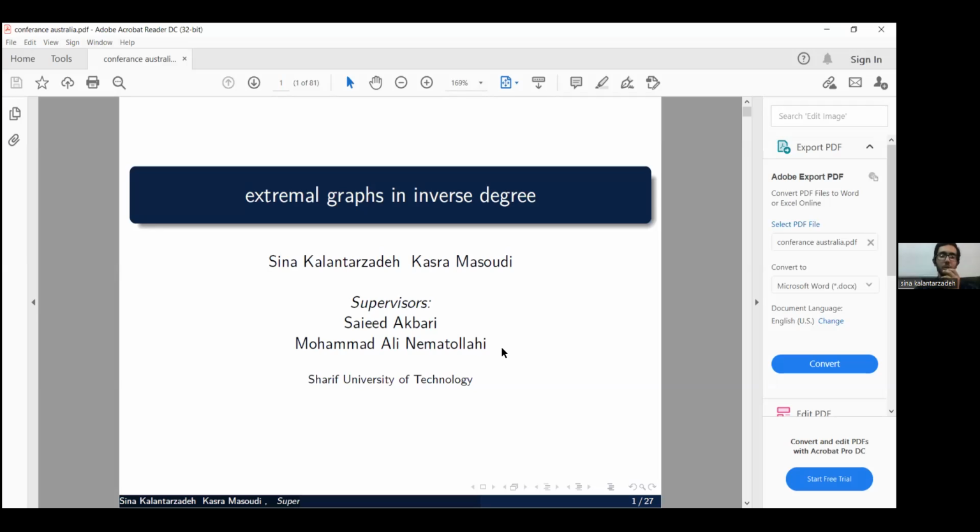I am very happy to be here, and today we are going to talk about a parameter in graphs denoted as inverse degree, and we try to characterize the graphs for which this parameter is maximized. We have done this work with my friend Kasra and under the supervision of Dr. Akbari and Dr. Nematullah.